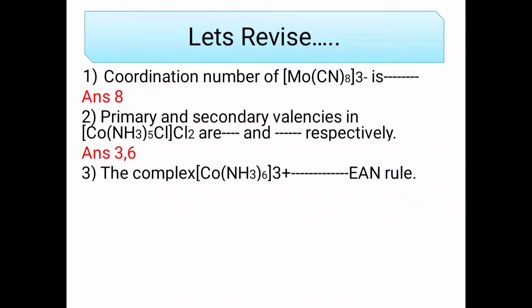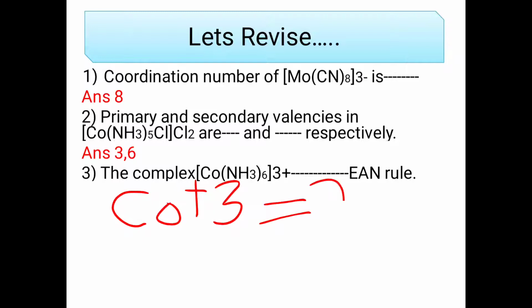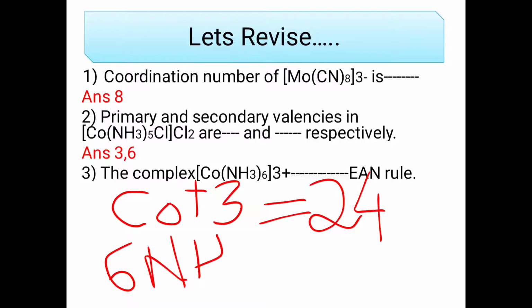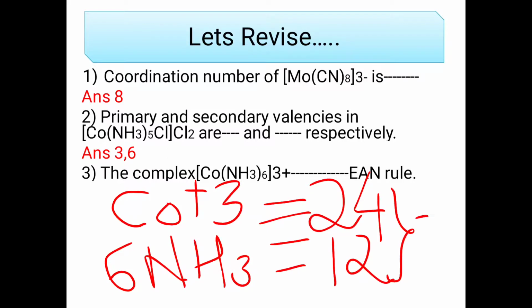So next, here we must find out whether the given complex obeys the EAN rule or not. So let's calculate. Cobalt +3 gives 24 electrons and the 6 ammonia give 12 electrons. So the total becomes 36, which is the effective atomic number of an inert element. That means this complex obeys the EAN rule.